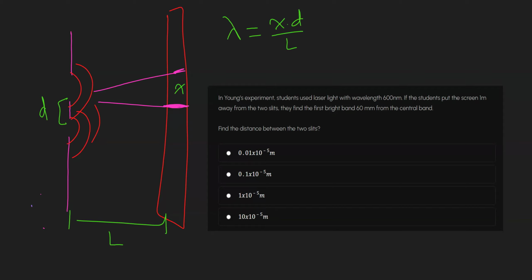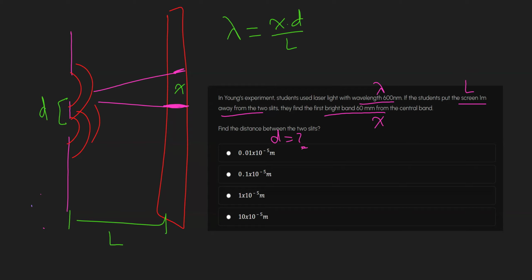Okay, the wavelength now is given for us. So this one now is the wavelength. If the students stood 1 meter away from the two slits, so that means this is L now. What also is given here, they find the first bright band 60 millimeter from the central. So that means this one is the X. What they are asking about, the distance between the two slits, which is D.